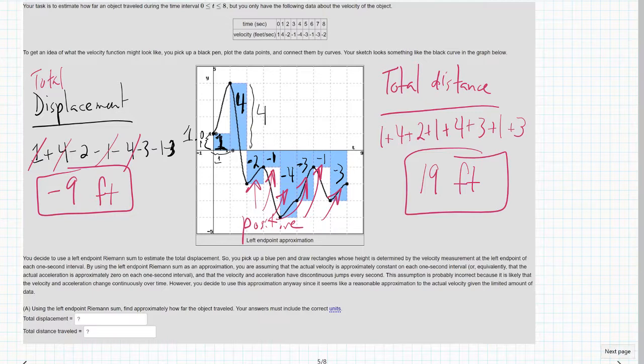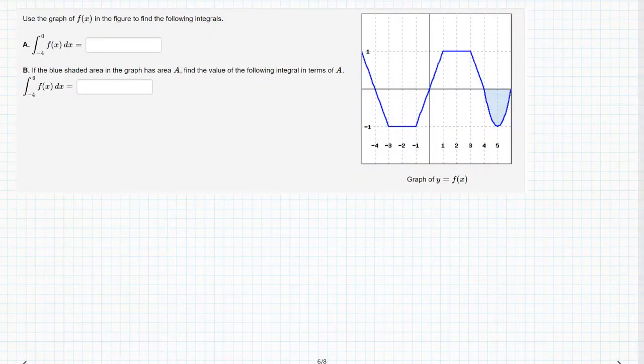Alright, so we'll keep on moving along then. I don't see any questions popping up thus far. So we want to use the graph of f of x in the figure to find the following integrals. So now, a little bit more interesting, we have the integral from negative 4 to 0.